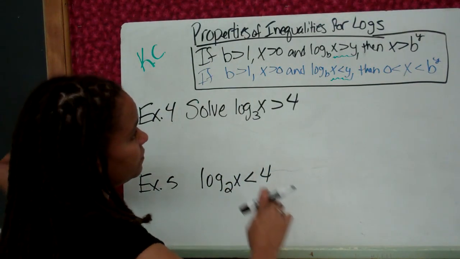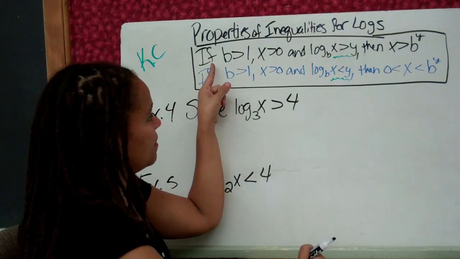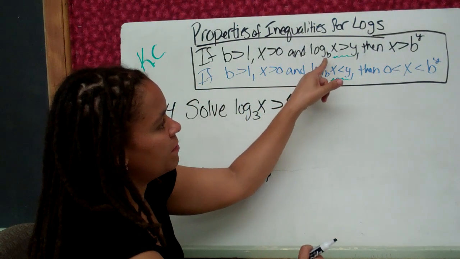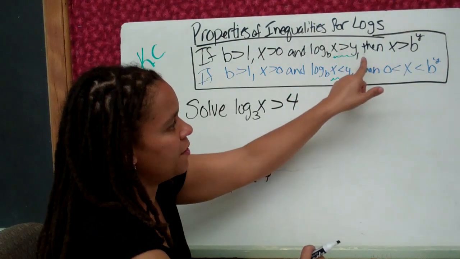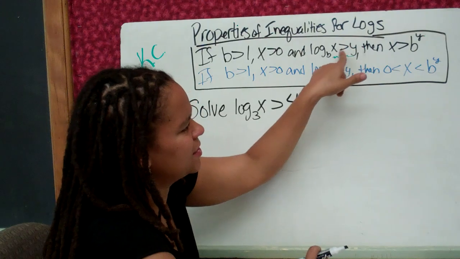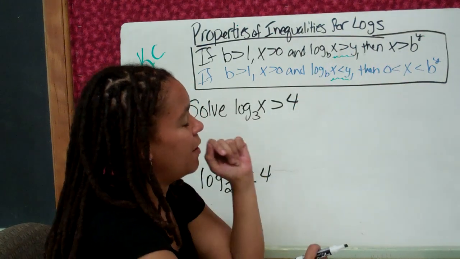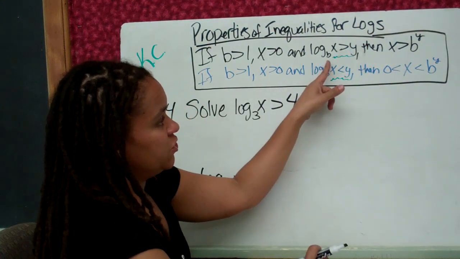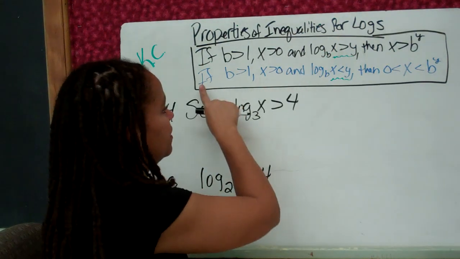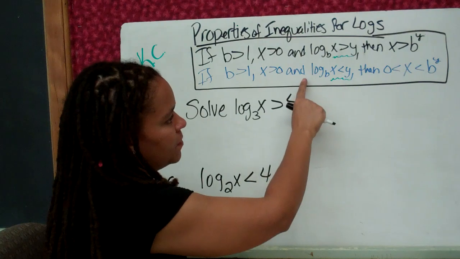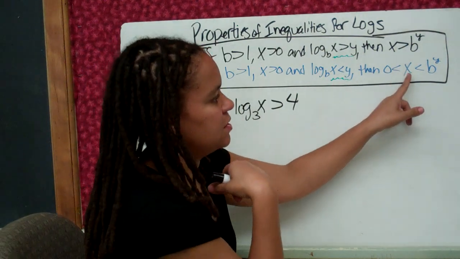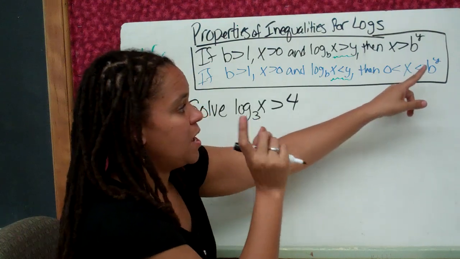All right, properties of inequalities for logs. Key concept: if b is greater than 1, x is greater than 0, and log base b of x is greater than y, then x is greater than b to the y. The symbol doesn't change, it's just b to the y and we have the x. But if we change this to less than, then it changes: x is between 0 and b to the y.